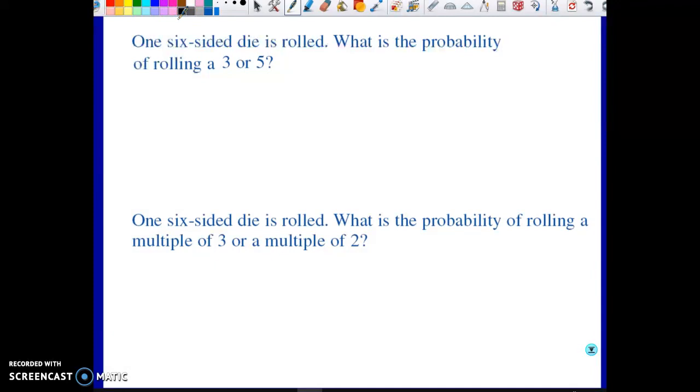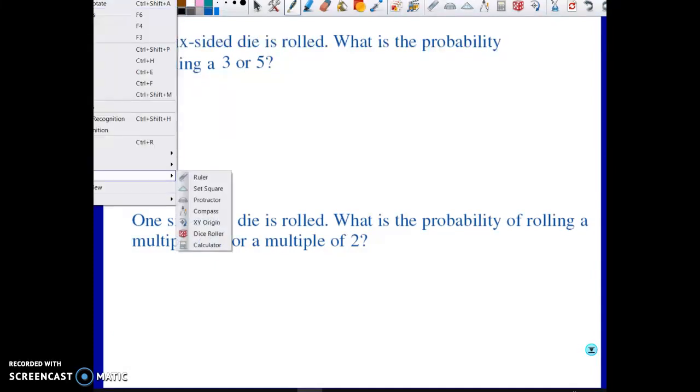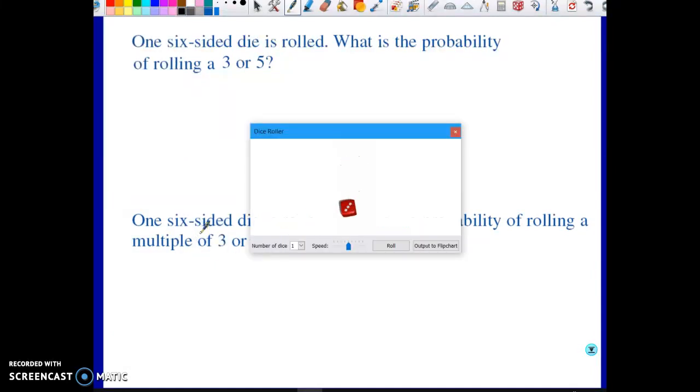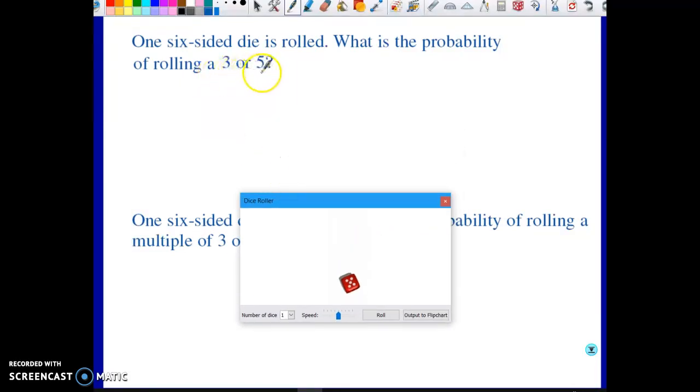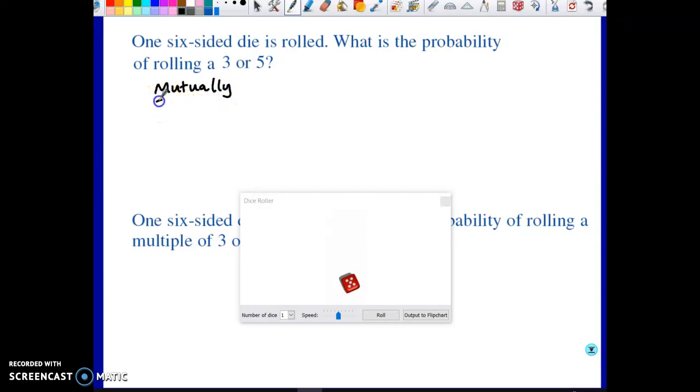One 6-sided die is rolled. And so if you don't know what I mean by that, here's what a die looks like. It's rolled, right? Now it's asking, what is the probability of rolling a 3 or a 5? Now, first of all, I need to ask myself, is this mutually exclusive? What I mean by that, if it's mutually exclusive, that means can they both happen at the same time?